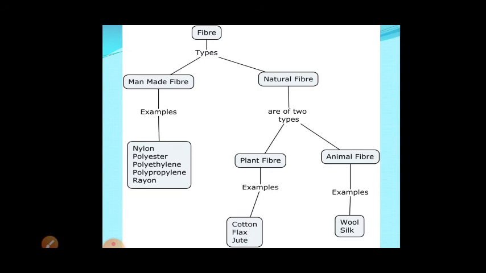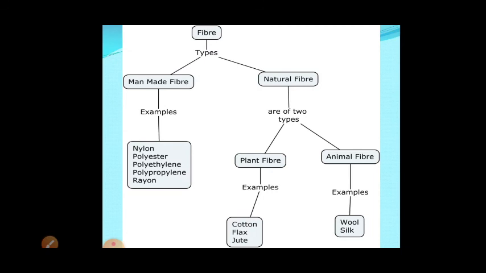Okay, the next is animal fiber. Animal fibers are wool and silk. Wool we will get from sheep, goat, yak, animals like that, and silk we will get from the silkworm.